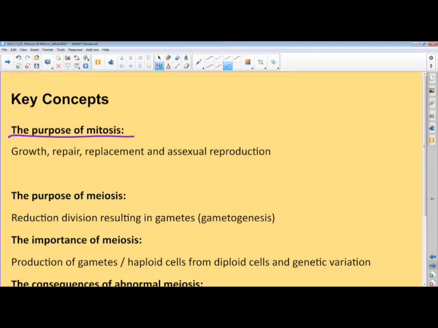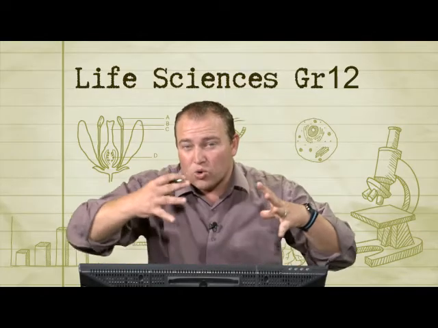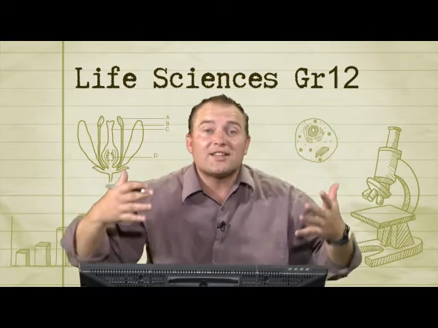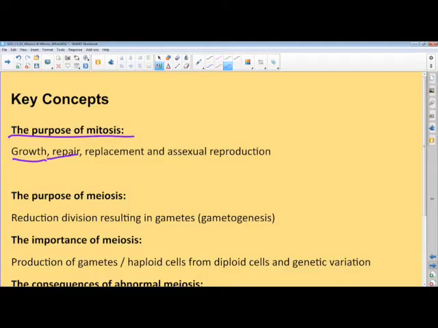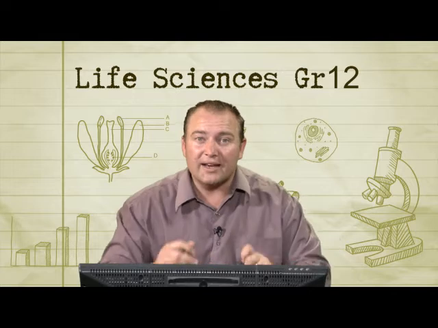Growth, okay. You started off as a single cell in your mommy's womb. Right, and what happens? You got a lot more cells and you became who you are today. That's growth. Those cells came from mitosis. Repair, as I said, you've scraped yourself and now they've got to repair that.